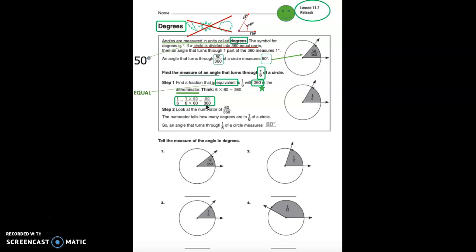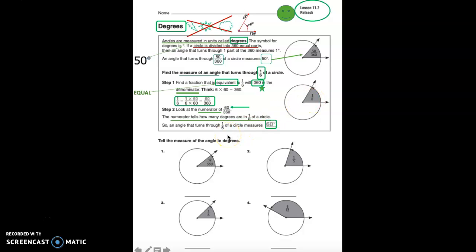Step 2. Look at the numerator. There's our numerator right there, 60. The numerator tells how many degrees are in 1/6 of a circle. So an angle that turns through 1/6 of a circle measures 60 degrees. I take my numerator over 360 only, and that becomes how many degrees of the angle. So this angle right here is going to be 60 degrees.